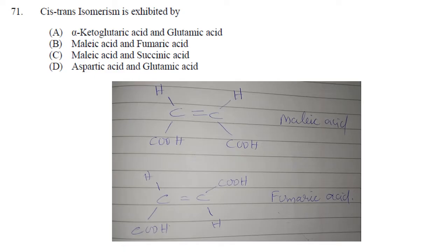Now next question. Cis-trans isomerism is exhibited by. So it is exhibited by maleic acid and fumaric acid. Maleic acid is the cis isomer, that is the first one. Maleic acid is the cis isomer of butenedioic acid, whereas fumaric acid is the trans isomer, and both maleic acid and fumaric acid show geometrical isomerism, that is cis-trans isomerism. So the answer is option B.